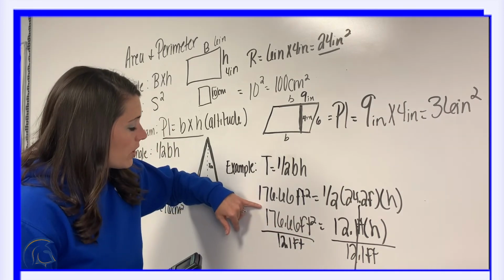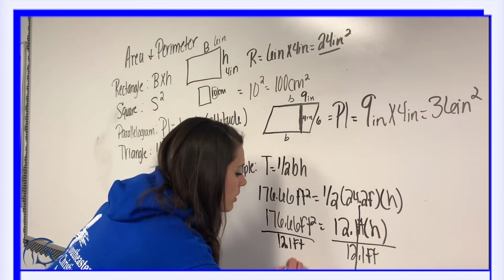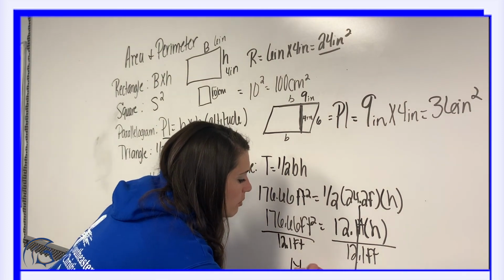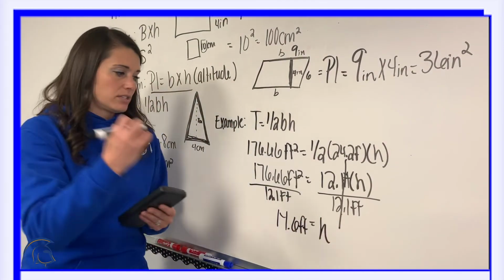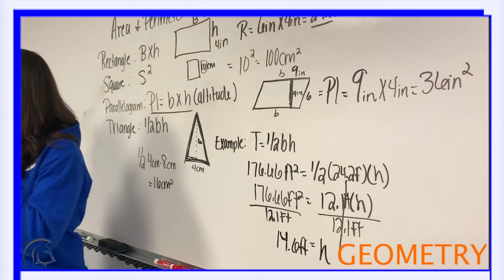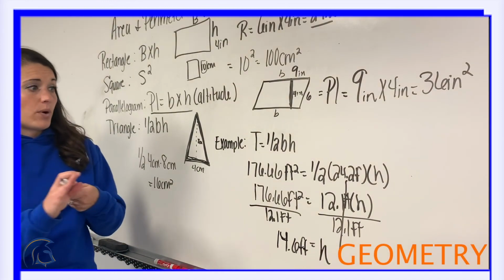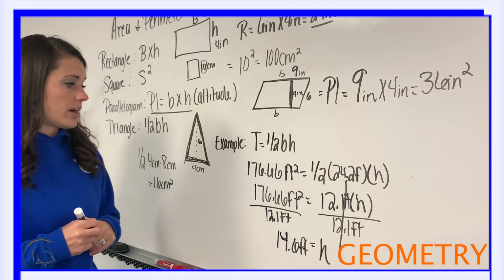So 176.66 feet divided by 12.1 feet, that's going to give me 14.6 feet. That is my what? My altitude. So that is how you would solve for an altitude in contrast to solving for area.